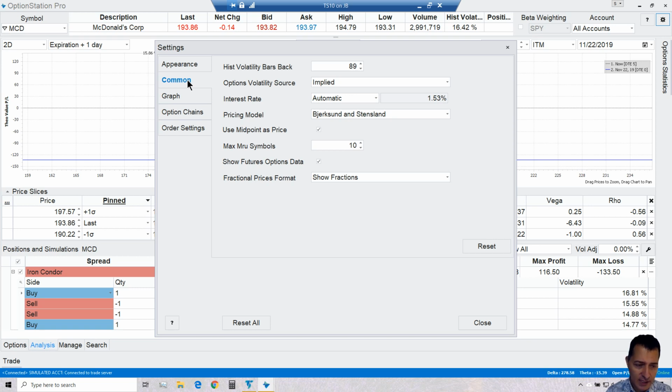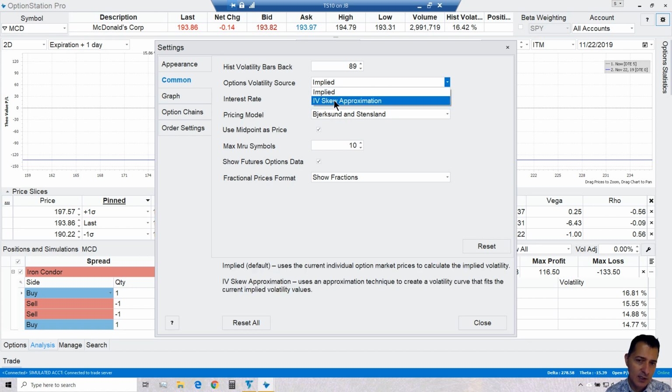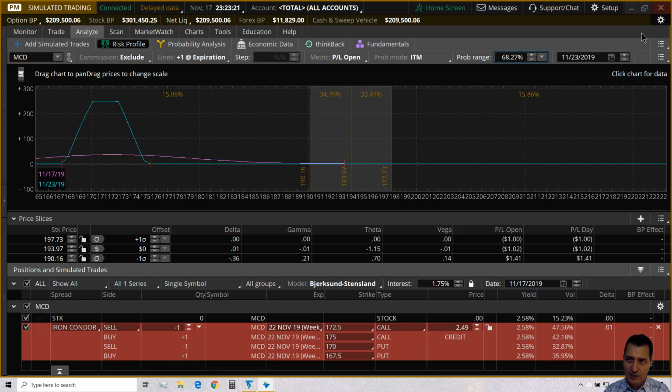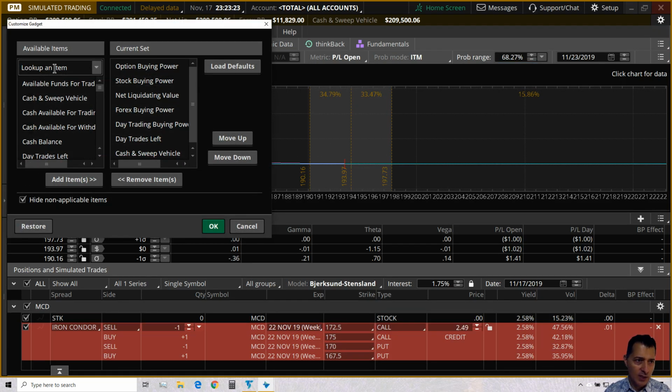That's why I'm showing you each screen at a time, so you can look at it, maybe even take a screenshot, and specifically for you, Lisa, double check that your end looks like mine, okay? So when you look at common, I have selected implied, okay? You also have a choice of select IV skew approximation, okay? And let me explain what that is, and also let's see how this can be changed in TOS, because TOS also gives you that possibility.